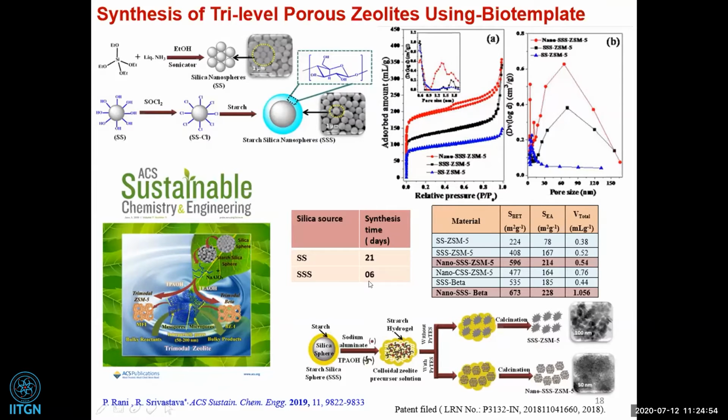Here we employed the micropore director, that is TPABr. We employed TPOH, and we employed the propyl triethoxysilane as the mesopore director, and the starch here acts as a macropore director. So using all these three combinations, we could get this tri-level porous zeolite. And most importantly, this zeolite exhibited acidity very similar to or better than the conventional bulk zeolite. Generally, when you prepare hierarchical or mesoporous zeolite, their acidities are lower because of the mesoporous nature. But here we got acidity somewhat similar or even better than the bulk zeolite.